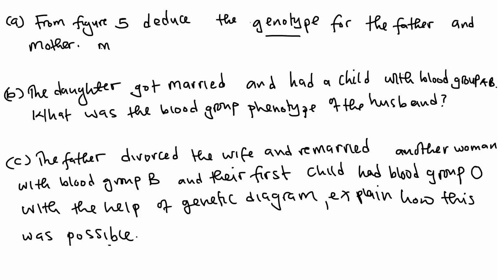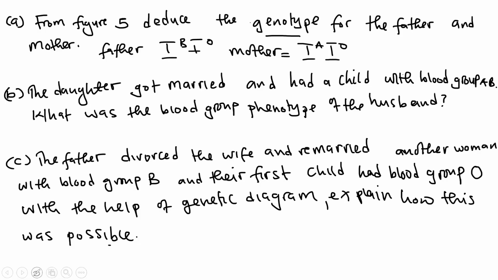So we can start with the father's genotype. The father's genotype is BO. Then the mother's genotype is AO. So that is how we needed to answer this question. Okay, then the next question: the daughter got married.